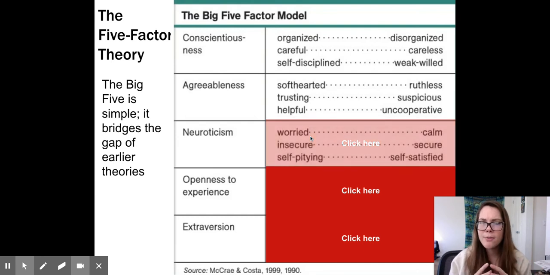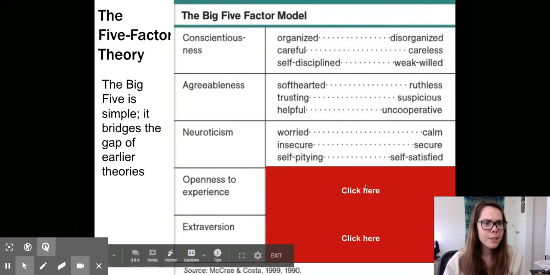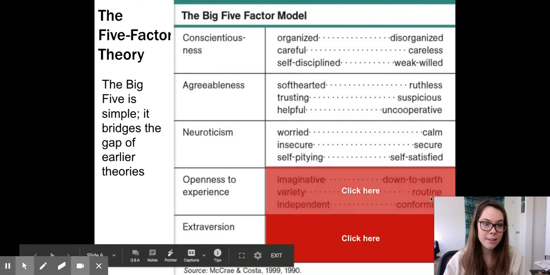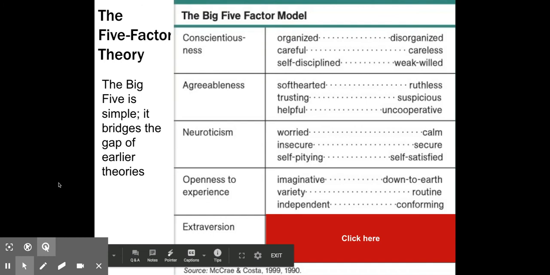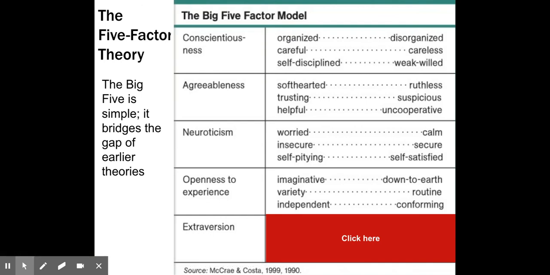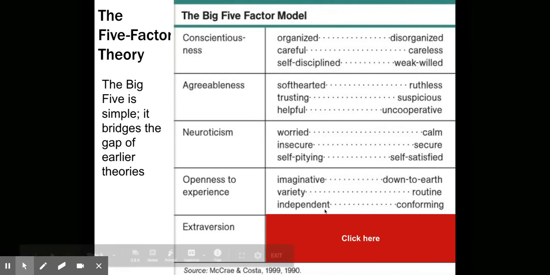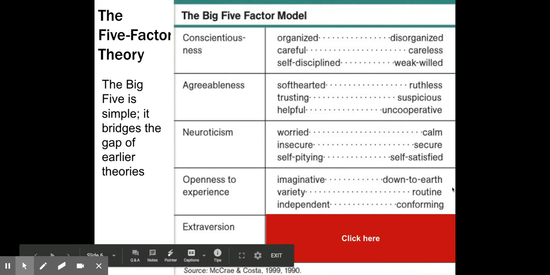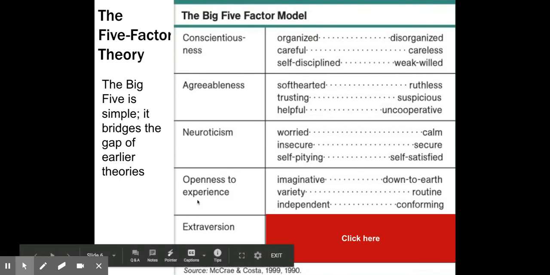And then we have neuroticism, which is emotional stability. Remember, we talked about that with Eysenck's spectrum. Our next one is openness to experience. I'm going to move myself out of the way since I'm getting in your way. All right, there you go. You'll just have to listen to my beautiful voice without any face action. Openness to experience is where we look at imaginative versus down to earth, variety versus routine, independent versus conforming. These aspects all fall under the openness aspect of the Big Five model.